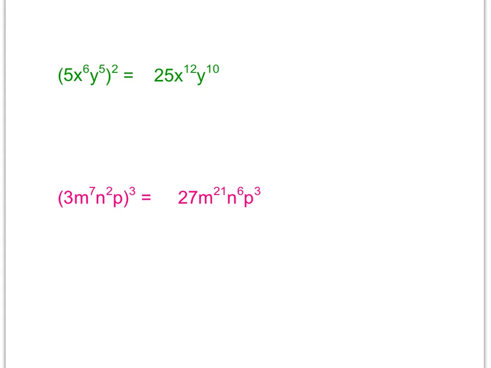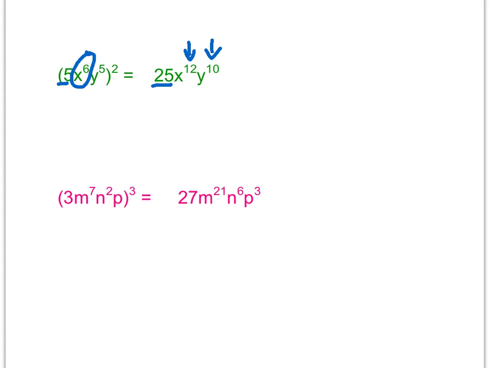In the first one, we really have 3 steps. I have to take 5 to the second power, which gives me the 25. Then I take x to the 6th power to the second power. So I multiply the 6 times the 2, and that's what gives me the x to the 12th power. And then y to the 5th power, raised to the second power. When I multiply the exponents, I get y to the 10th power.